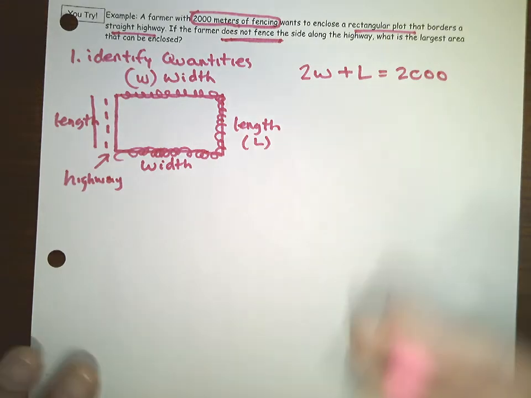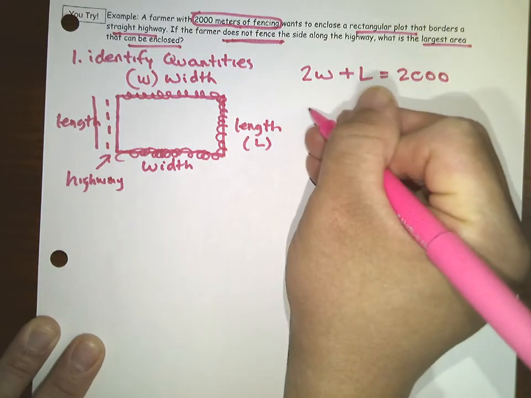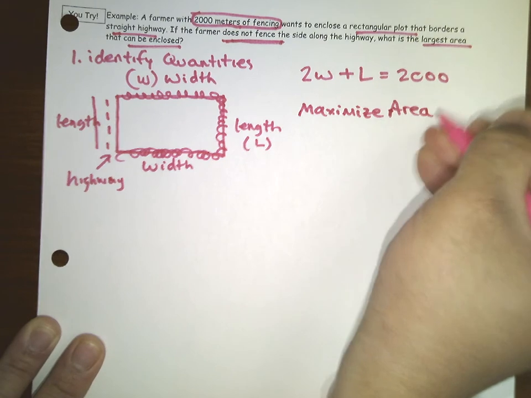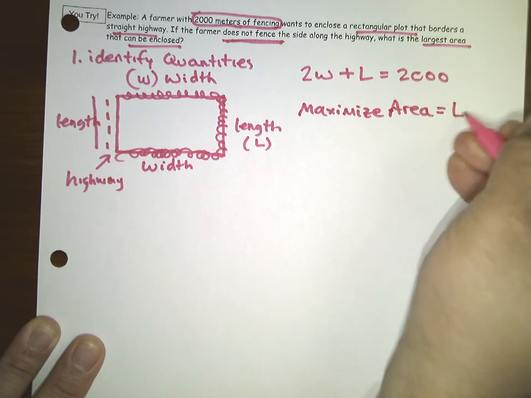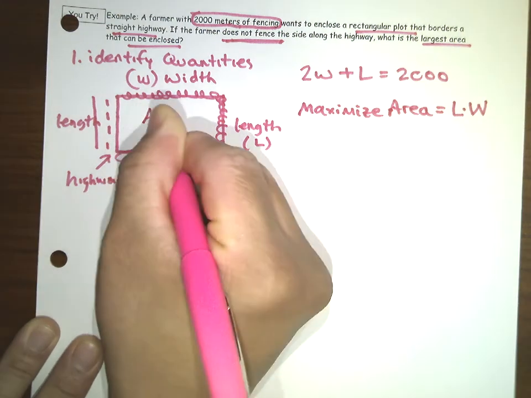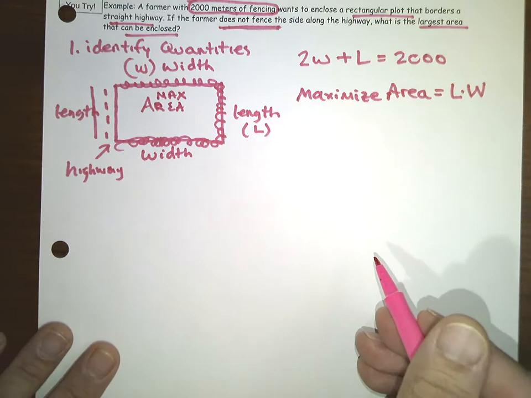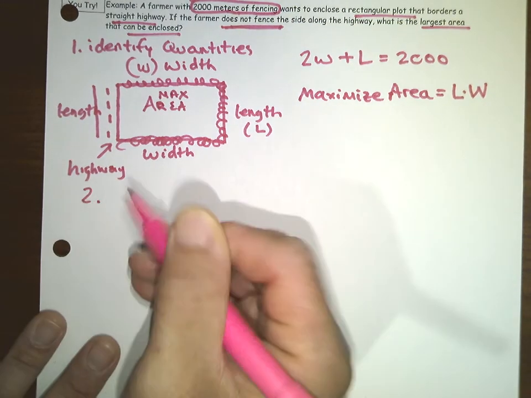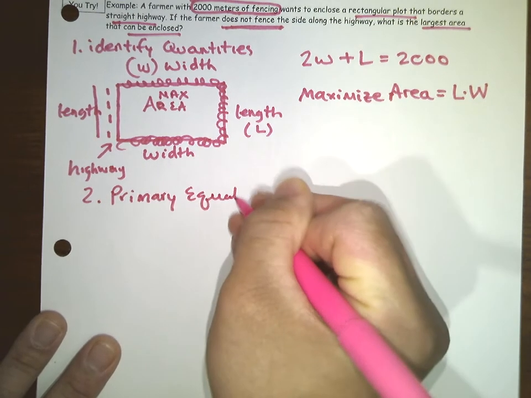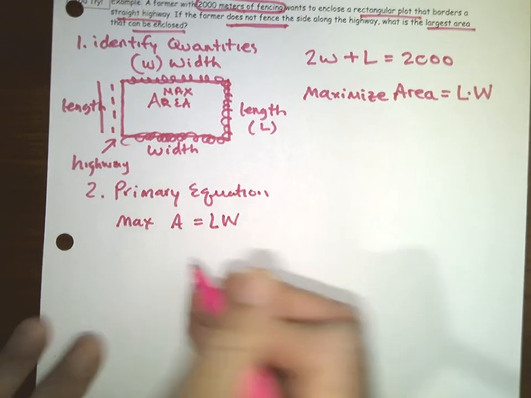And then we want to know what is the largest area that can be enclosed. So largest means to maximize. So we're going to maximize the area, which is still going to be length times width. All right, so this is still the area that we're trying to maximize inside of the fencing, but also enclosed by the highway. All right, so step two, that is to write down the primary equations. So that would be maximize A is equal to L times W.